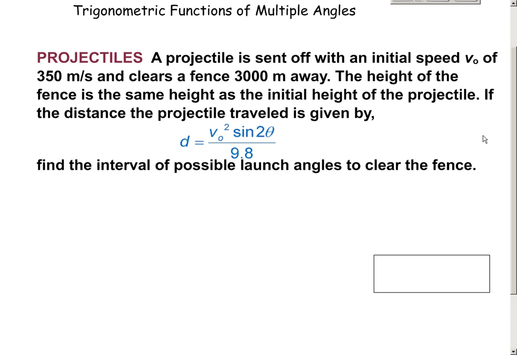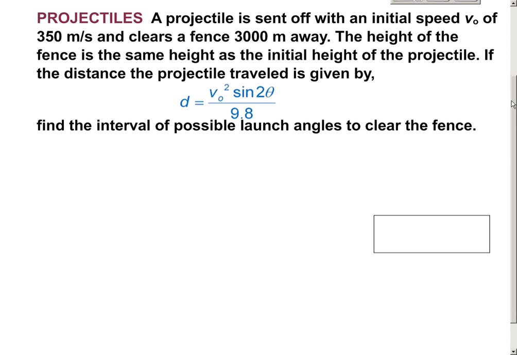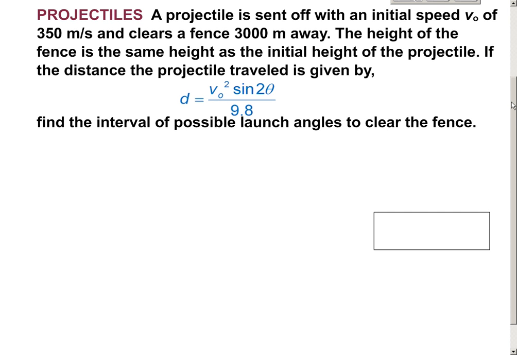This problem dealing with projectiles is a fairly straightforward one, except for one little trick that we have to watch for at the end. So we're just going to read through the problem here and plug into the formula to begin with. A projectile is sent off with initial velocity v0 of 350 and clears a fence 3,000 meters away, so that 3,000 meters is going to be our d value.